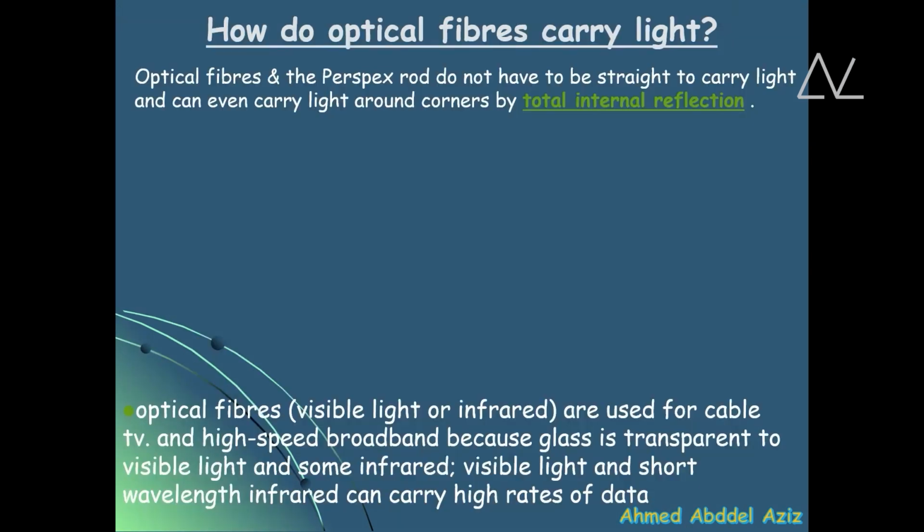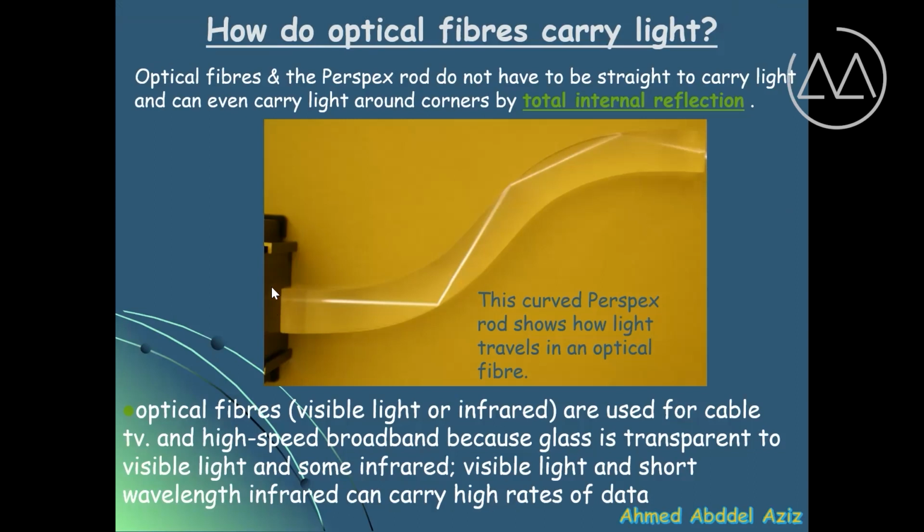Okay? How do optical fibers carry light? Optical fibers and perspex rods do not have to be straight to carry light, and can even carry light around corners by total internal reflection. This is the source of light, and the light here is falling on the side with an angle of incidence greater than the critical angle, so total internal reflection occurs, and the reflected ray here will be incident on the other side, and also falls with an angle greater than the critical angle, so it reflects by total internal reflection and continues until it reaches the end of the optical fiber.